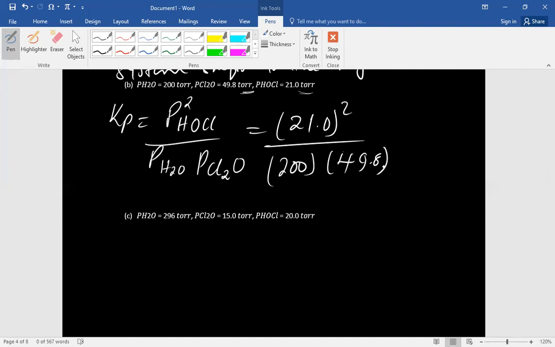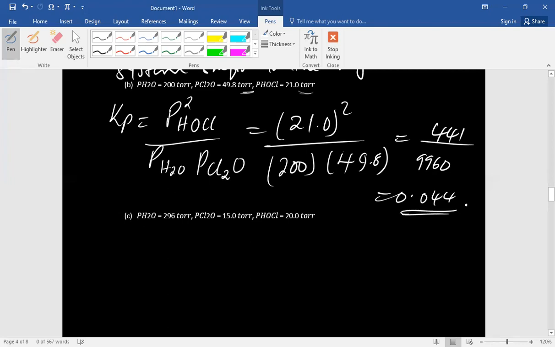200 times 49.8 is 9960, and 21 squared is 441. So 441 divided by 9960 is 0.044.